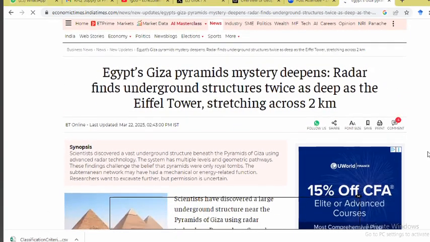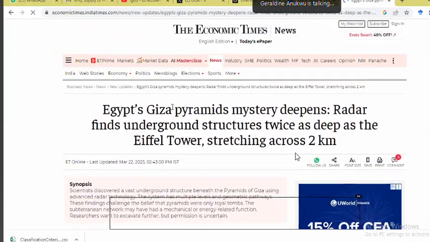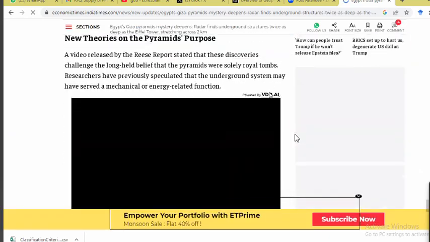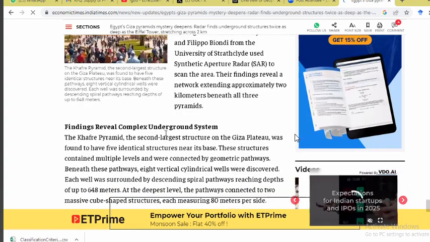Okay, all right. So this is reported by Economic Times. Egypt's Giza pyramid mystery deepens. Radar finds underground structures twice as deep as the Eiffel Tower, stretching across 2 kilometers. Okay, so you could just Google it and read it up. It's quite an interesting theory that they have here.